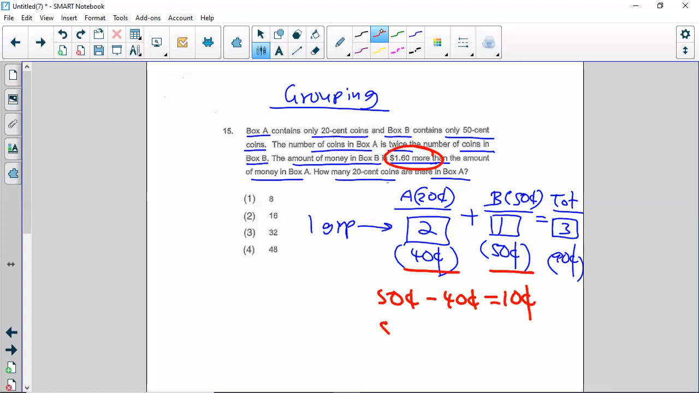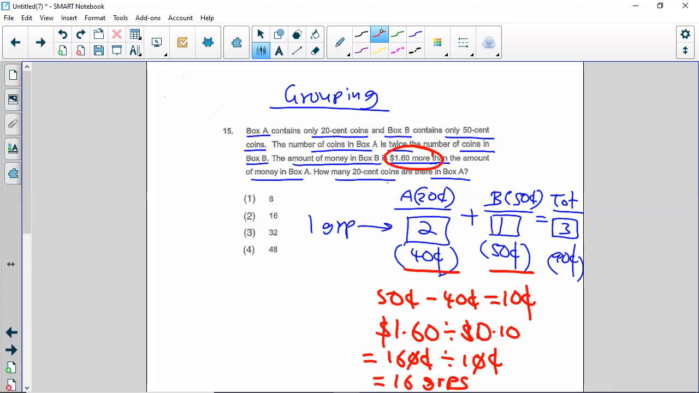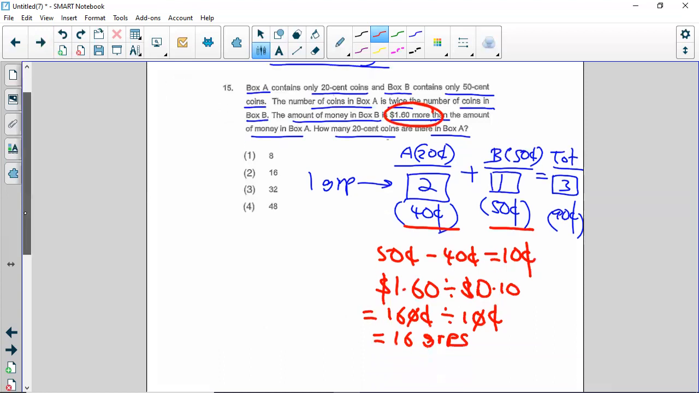If I got $1.60, how many groups inside? So I divide by 10 cents. Okay, divide by 10 cents. No calculator, what do? Change it to whole numbers, change it to cents. And then you will be able to find how many groups. So you divide by 10 and divide by 10, 16 groups. See? 16 groups.